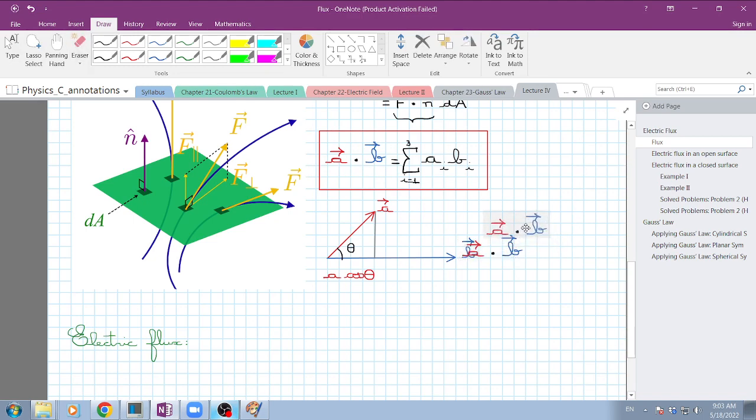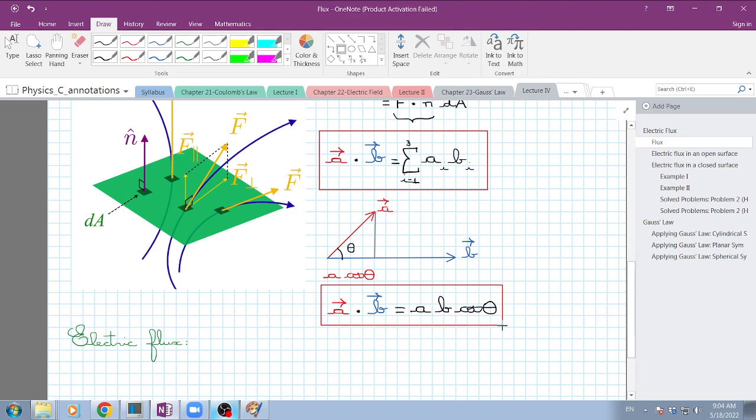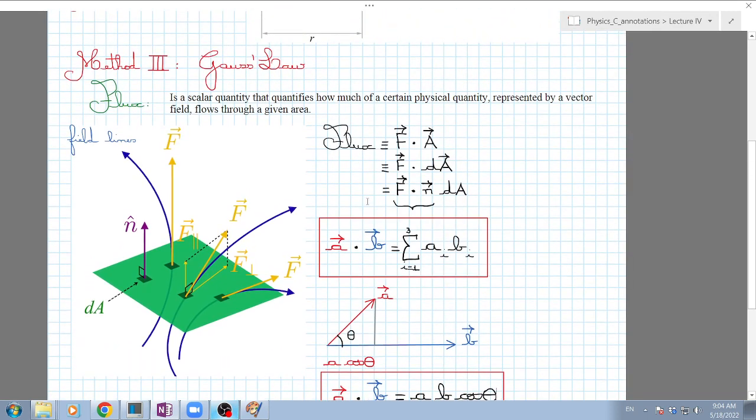Just a reminder, you did this in vector calculus before. So this scalar product is the magnitude of vector A times the magnitude of vector B times the cosine of the angle between the two vectors. And we are going to use this geometrical view of the scalar product a lot to understand the electrical flux.